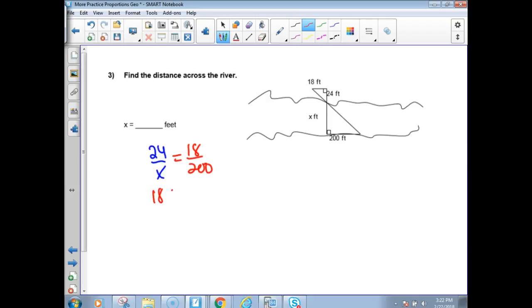Okay, so 18x is 4,800. Divide by 18. It's some decimal, 200 and something. Is it 266? I'm trying to remember from earlier today. All right. And that repeats. And that's how many feet it is across.